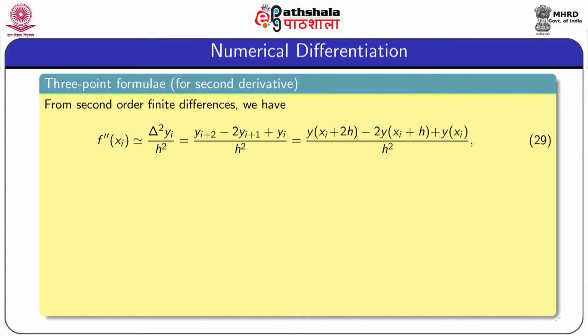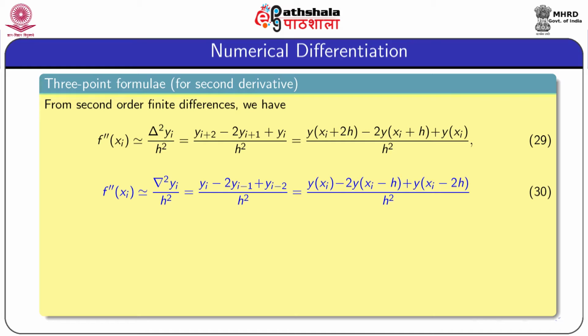Now we find the 3-point formula for the second derivative. From second order finite differences, we know that the second derivative of f at xi is approximately equal to delta 2 yi divided by h square, and according to the definition of delta 2 yi, this is equal to yi plus 2 minus 2 into yi plus 1 plus yi, and the whole thing is divided by h square. It may be noted that equation 29 gives the second derivative of f at xi, and this includes three values of y, that means yi, yi plus 1 and yi plus 2. Since three values are required to find the second derivative of f at xi, for this reason the formula is known as the 3-point formula.